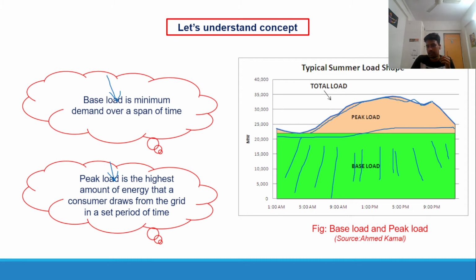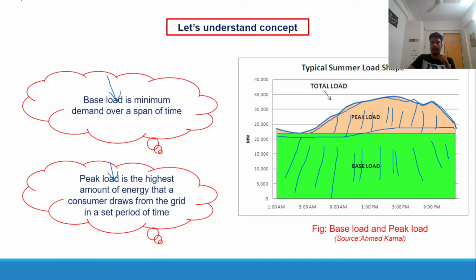Basically, in summer, in the afternoon, we require AC, fans, fridge, all these things. So there is a surge in demand. That surge in demand is actually peak load. Peak load is the highest amount of energy that a consumer draws from the grid in a set period of time. So now you understand base load and peak load.